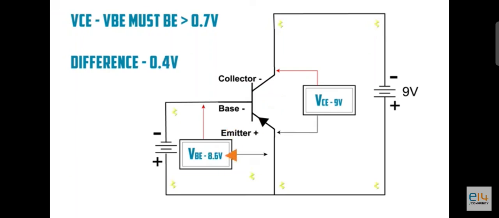So if the base-emitter voltage is 8.6 volts, that's only a difference of 0.4 volts. The transistor would be off and no current would flow. If the base-emitter voltage is 7 volts, that is a difference of 2 volts, which is more than 0.7 volts. So the transistor would be on and current would flow between the emitter and collector. A difference of less than 0.7 volts, off. A difference of more than 0.7 volts, on.